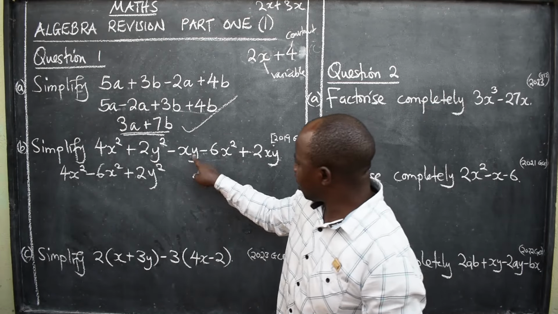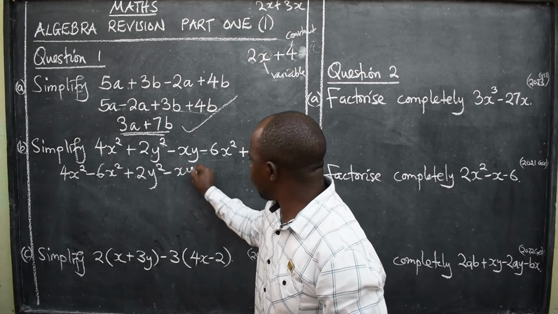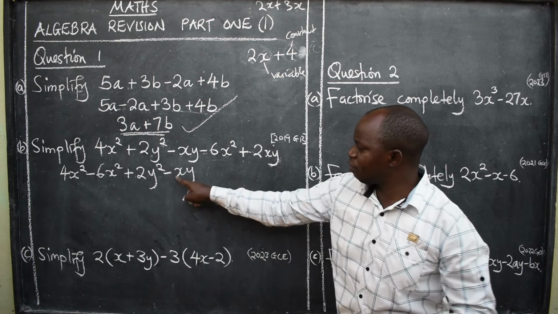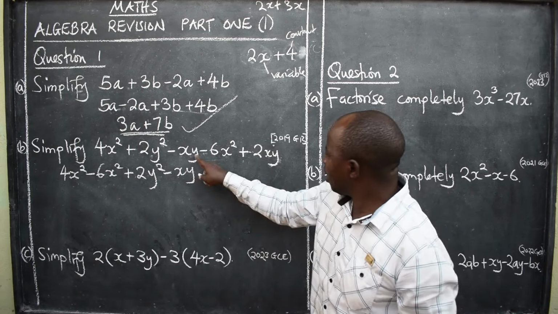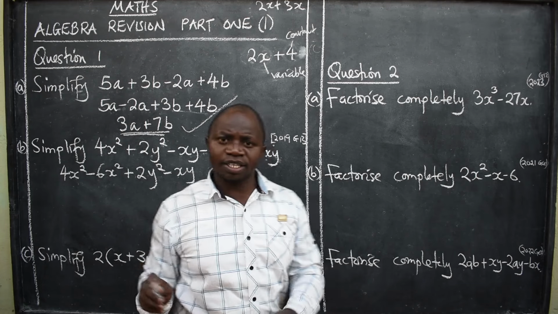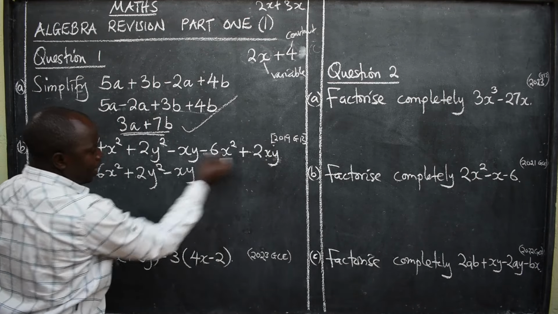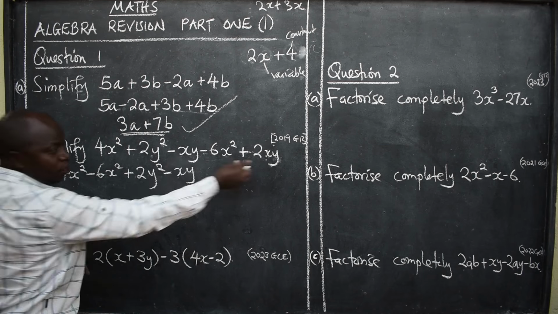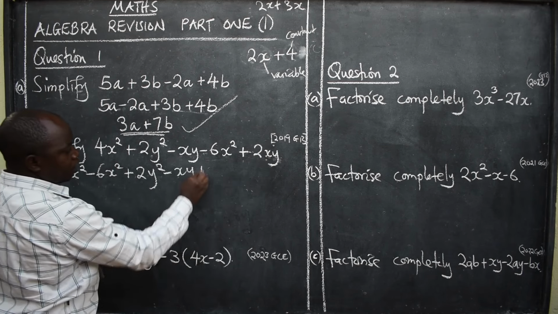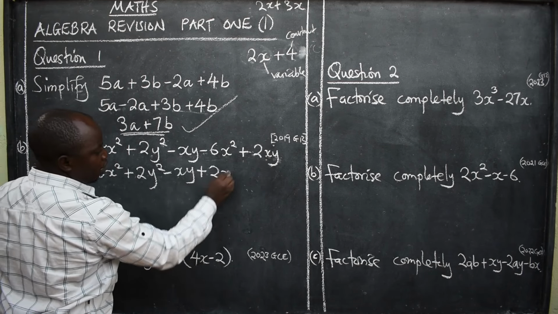I'll go to the next one here, minus xy. Do I have another pair here for xy? Xy, here, xy is here. Are you seeing that? So you have xy. This is the pair with this. You get this one here, which is plus 2xy.